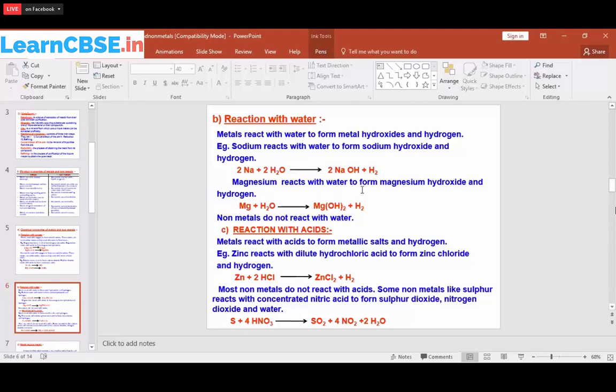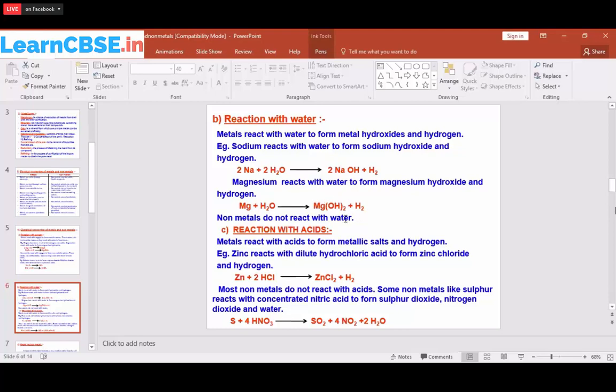The magnesium reacts with water to form magnesium hydroxide and hydrogen. Mg plus H2O gives Mg(OH)2 plus H2. Okay, here it forms NaOH. Here it is Mg(OH)2.